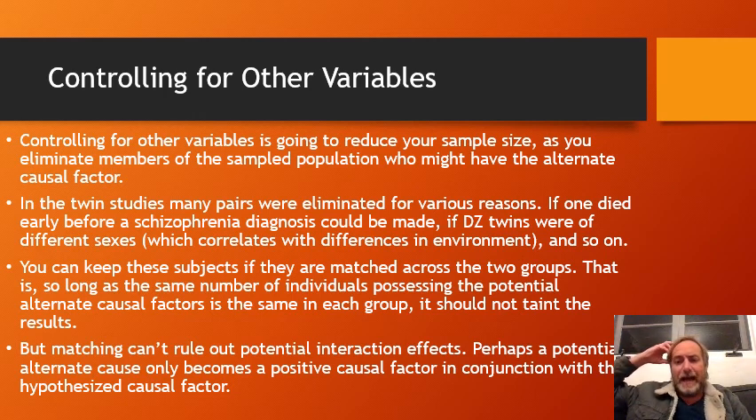One issue with that matching is that there might be interaction effects, right? So maybe being from France on its own isn't a causal factor, and it only becomes a causal factor when it interacts with your being a monozygotic twin or something, right? And then matching's not going to help, right? Because even though you've got the same potential alternative causal factor in each group, it might be that that factor only becomes activated when it interacts with the other factor, right?